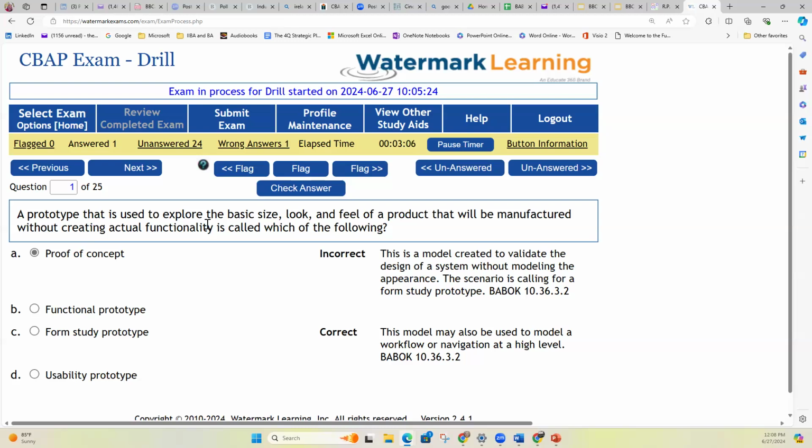So yes, this is talking about techniques. So a prototype for the basic size, look, and feel is a form study prototype. Okay? I'll be glad to share that with y'all. Actually, let me just tell you. On the Tampa Bay Google Drive, let me pull this over real quick.